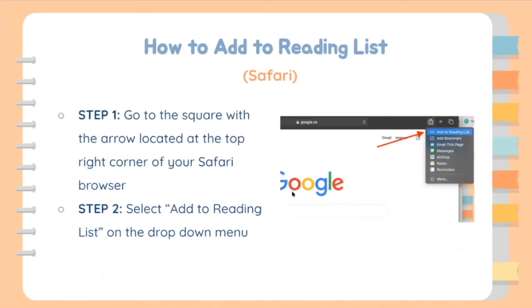Now, how to add to reading list on Safari. First, you go to the square with the arrow located on the top right of your Safari browser. Then you have to select Add to Reading List on the drop-down menu, which should be the first option in that drop-down menu.